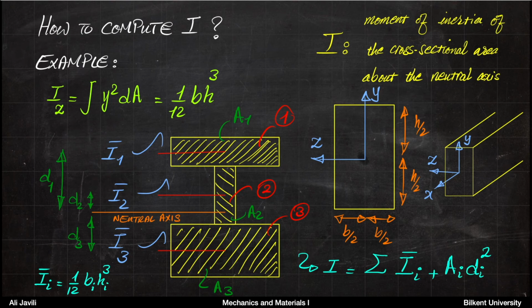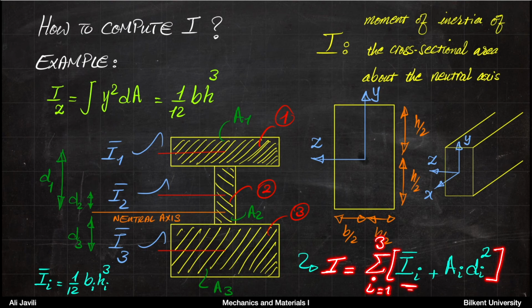So basically what you would have here is then the moment of inertia for the entire cross section is the sum of this whole expression. And then you would have a sum over i. Here i goes from 1 to 3.